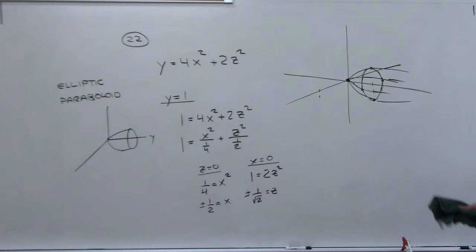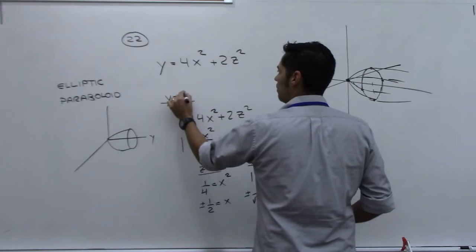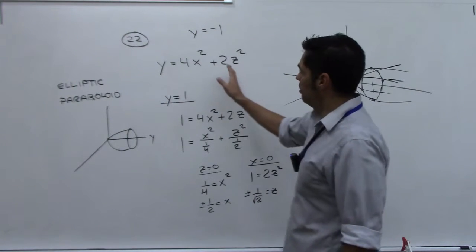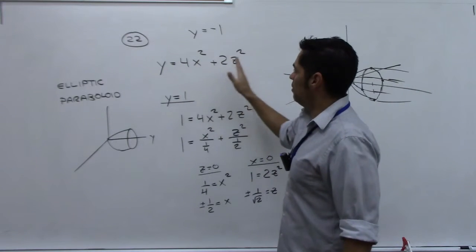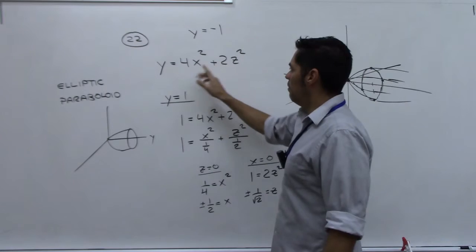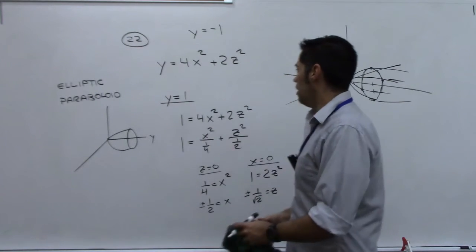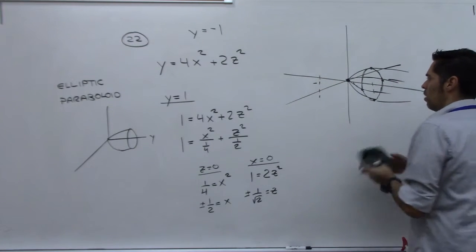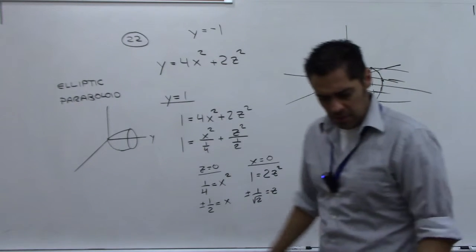But let me point something out here. If you try and let y be -1, it's impossible to get a solution, because this side cannot be negative when you're taking two things that are being squared, multiplying them by positive numbers and adding them together. There's no way you can make that -1. So it's impossible for me to have any points over here, which is why this thing only opens up one way. So, okay, that's good enough.